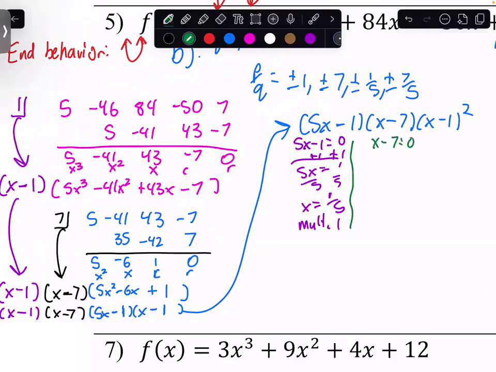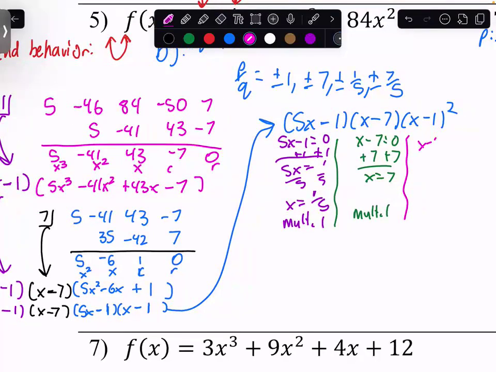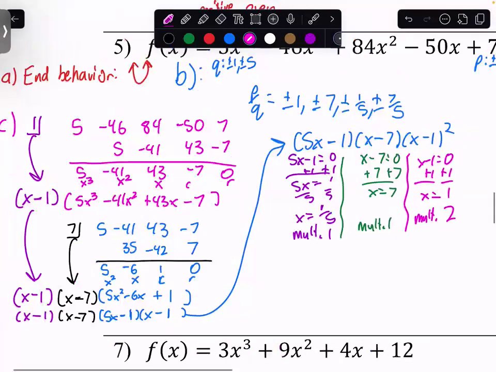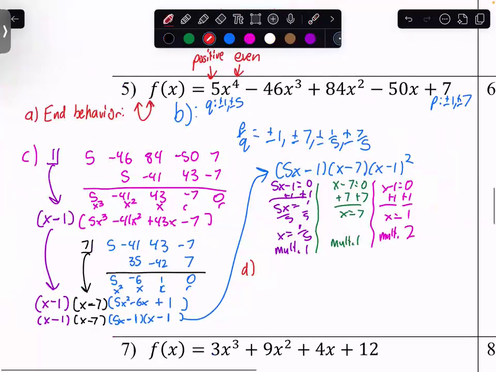Okay, next, the factor of x minus 7 leads to x equals positive 7 as a root. Multiplicity again is 1. And then over here, x minus 1 leads to a root of positive 1, but this time the multiplicity is 2. Yeah, there's a root of x equals positive 1, 1/5. Okay. So go ahead and take a couple of minutes, please, and now see if you can put together all of this information into the sketch.